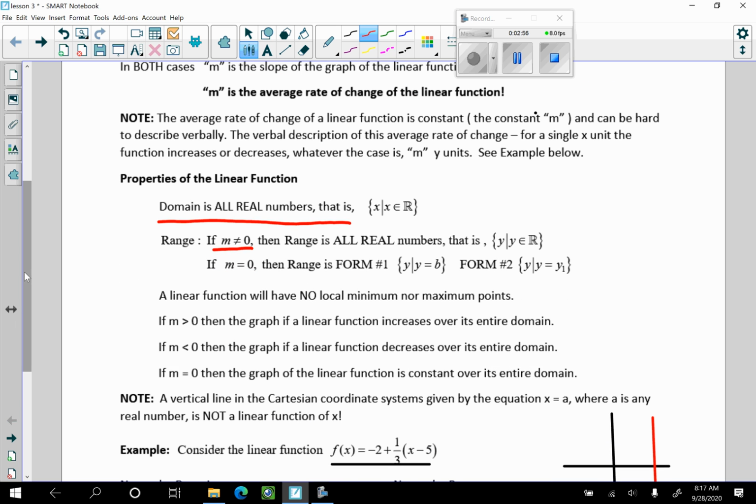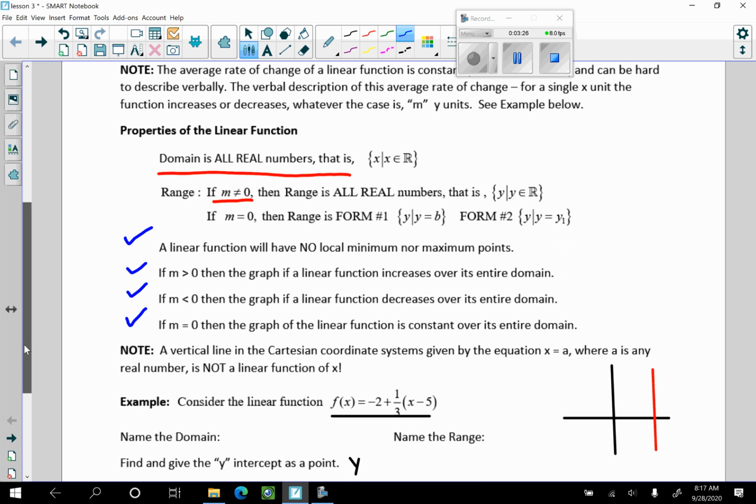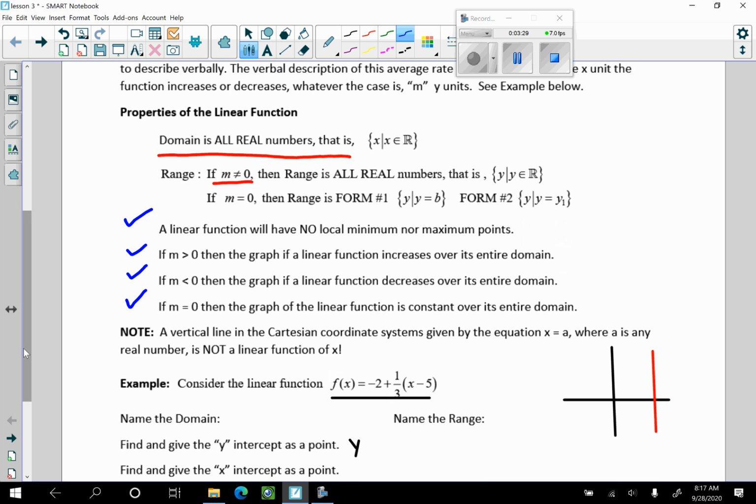I think Stickman alluded to that. A linear function will have no minimums or maximums. If m is greater than 0, then the graph of the linear function increases over its entire domain. If m is less than 0, the graph of the linear function decreases over its entire domain. If m is equal to 0, then the graph of the linear function is constant over its entire domain. We talked about that when we talked about linear equations, graphs of lines, slope-intercept form, and point-slope form. A vertical line in the Cartesian coordinate system given by the equation x equals a, where a is any real number, is not a linear function, but it is an equation.